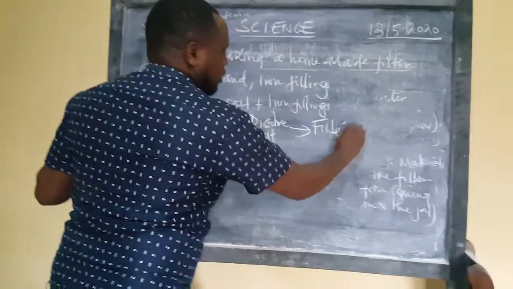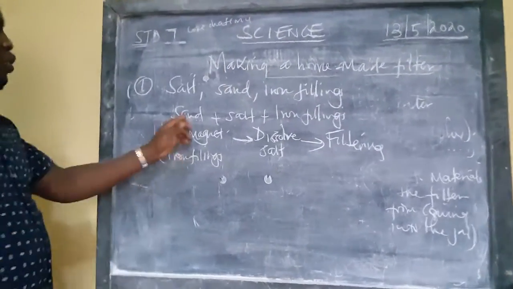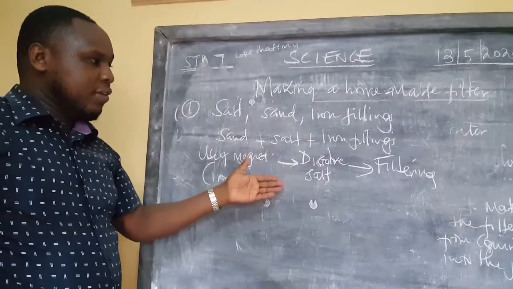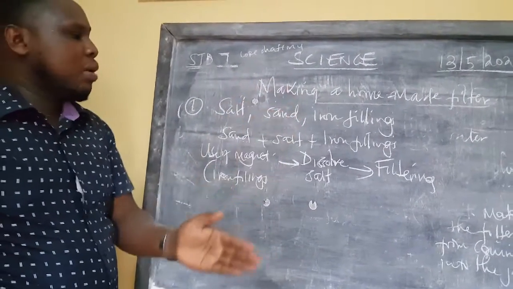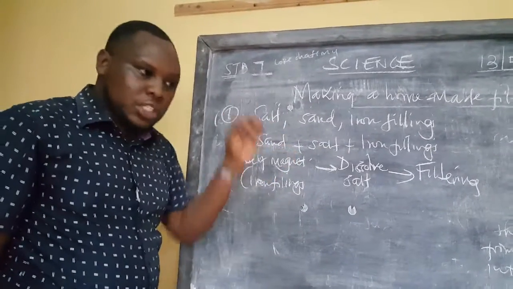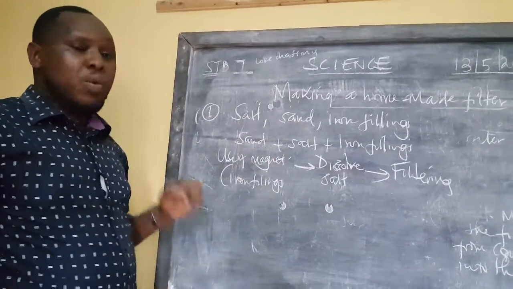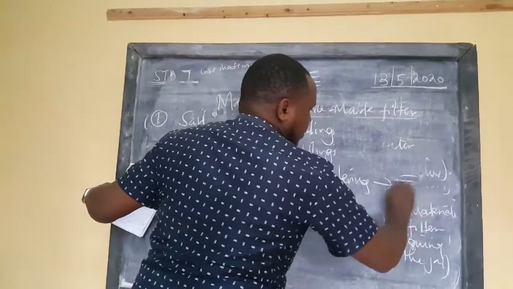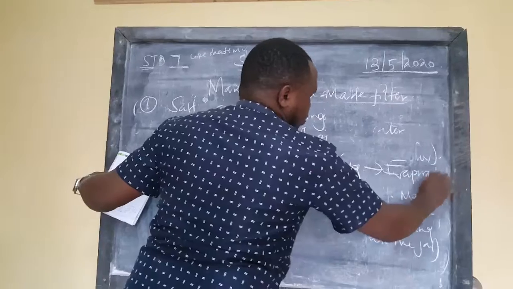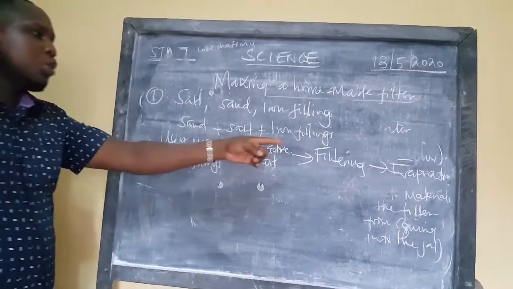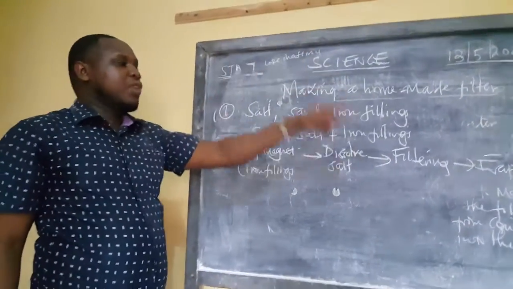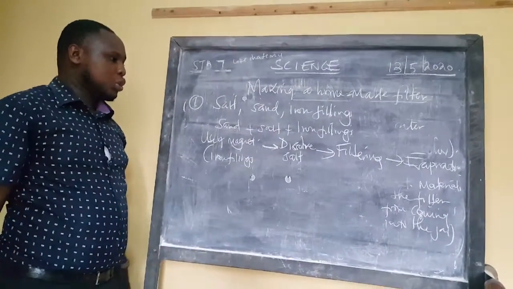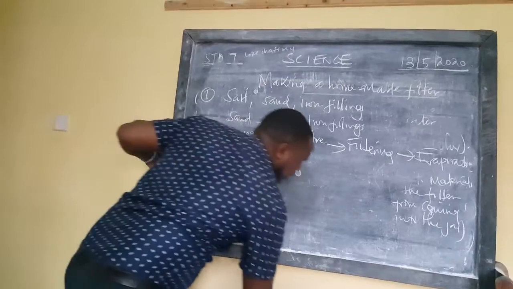So we are going to filter. When you filter this, you are going to remain with sand on one side as a residue on the sieve. Then on the other side, you are going to have a salt solution. The salt solution you are going to get there, remember we want the salt, you are going to evaporate. So you are going to do evaporation of that salt solution. The water will evaporate and you remain with your salt back. So those are the steps that you should follow to get your salt back.